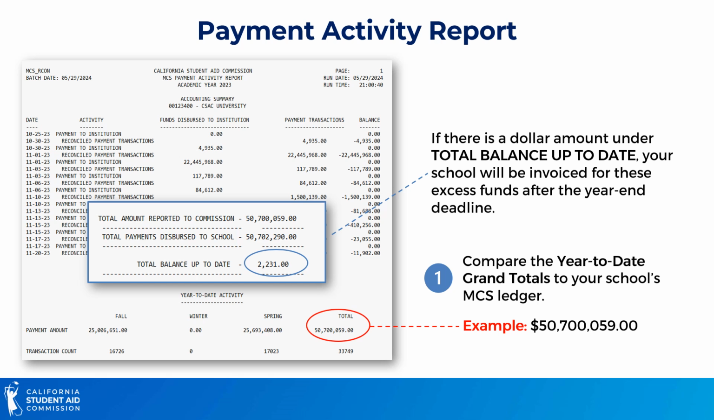Step 1 involves running the payment activity report in web grants and comparing it to your school's MCS ledger. If your school has a balance between the amount reported to the commission and the payments dispersed at your school, your report will show a total balance up to date. If there is a dollar amount here after the final year-end reconciliation deadline, your school will be invoiced for these extra funds. To compare the year-to-date grand totals, scroll down to year-to-date activity at the bottom of the report. You can see the grand totals for each term and for the full award year.